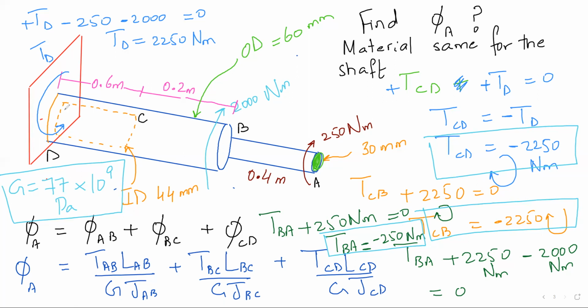J is related to, I will tell you. So this is J is equal to pi by 2 C power 4, right? And this is for hollow. For hollow.